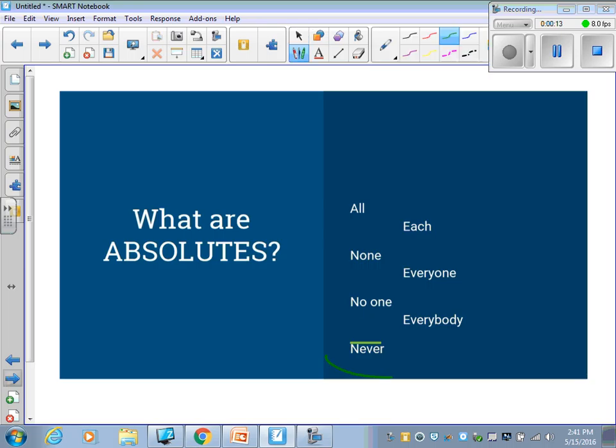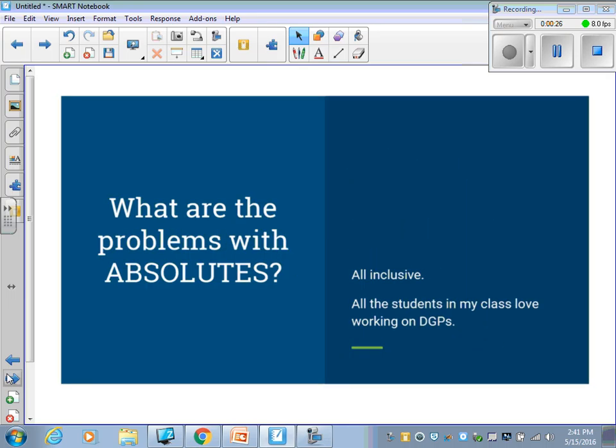And here are some examples of the absolutes we have, and you'll see all, each, none, everyone, no one, everybody, and never. And you can see, maybe you're already thinking about some of the problems we have with absolutes, and so that's our next slide. What are the problems with some absolutes that we have?